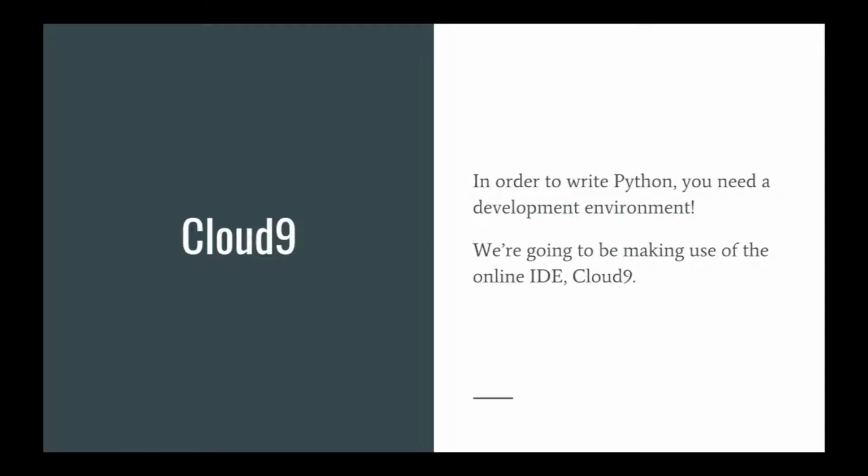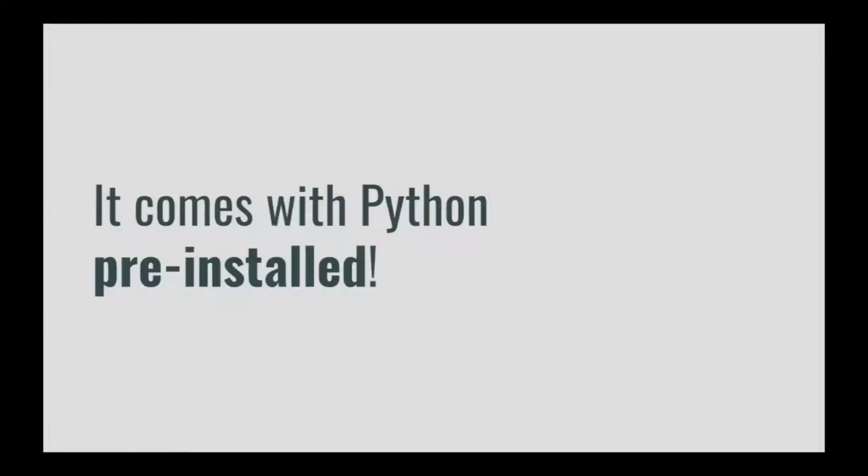Now, normally for this course we would teach you how to install the JetBrains PyCharm Integrated Development Environment, but if you're watching this one, chances are you're not able to install third-party software onto your computer, and that's not an issue. We're going to be using Cloud9, which is just an online editor, and it's super powerful too. Cloud9 comes pre-installed with Python, so we don't even have to worry about installing the interpreter.